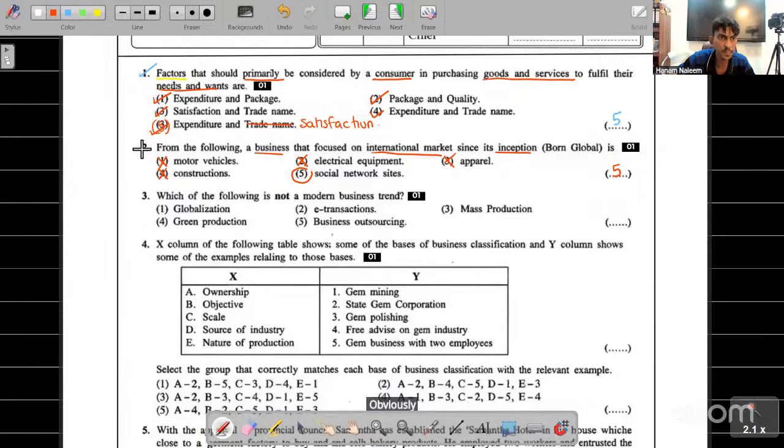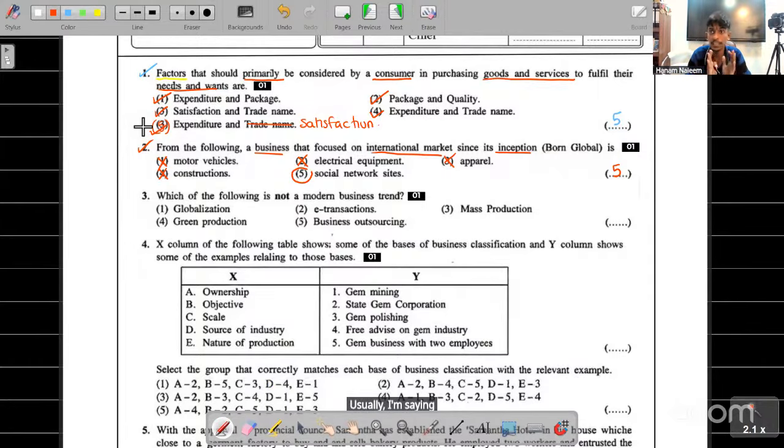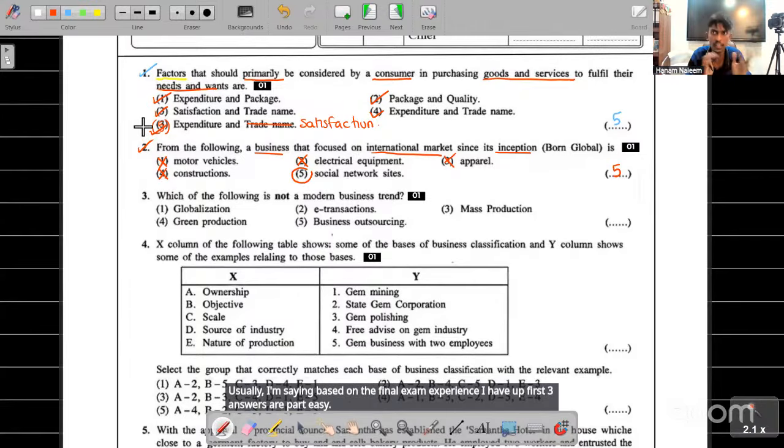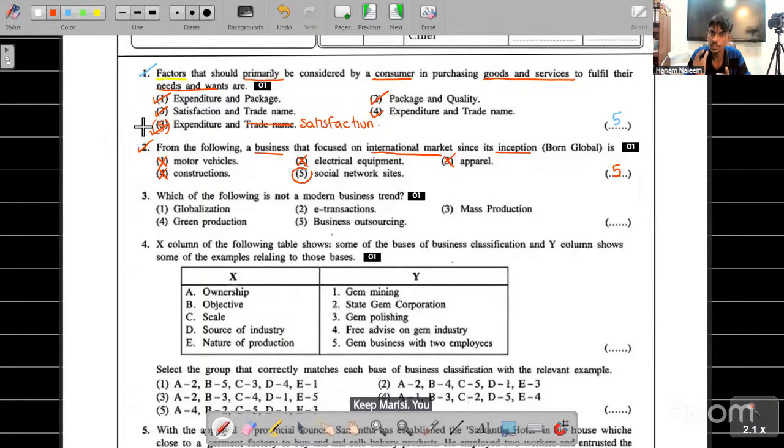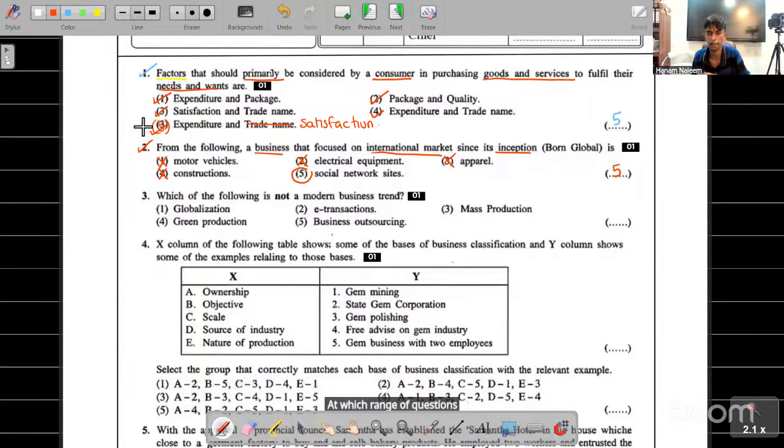Okay. So question number three, easy ones. Which of the following is not... and also, guys, be careful. Based on the final exam experience I have, the first three questions are very easy. You know where many of the students make mistakes in MCQ? At which range of questions do many students make mistakes?